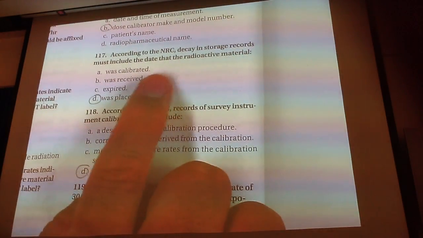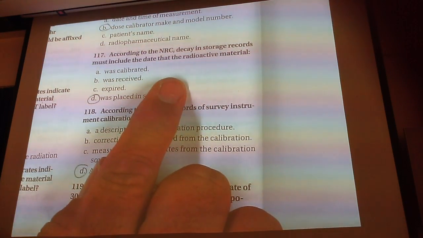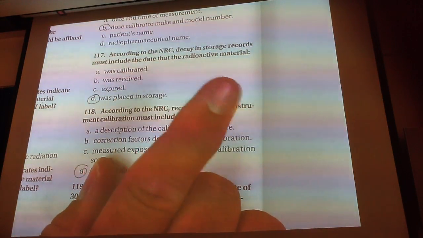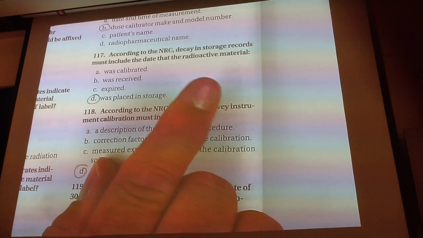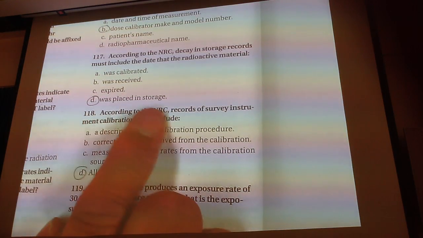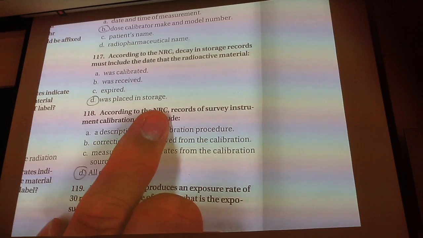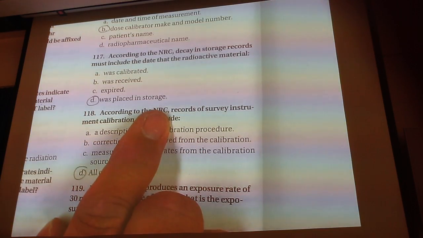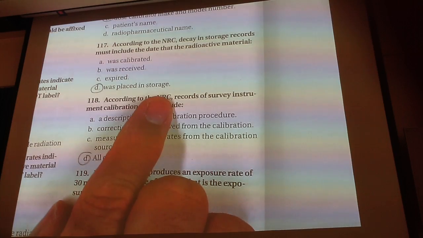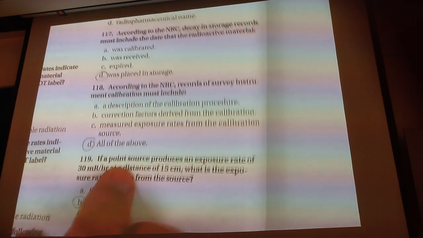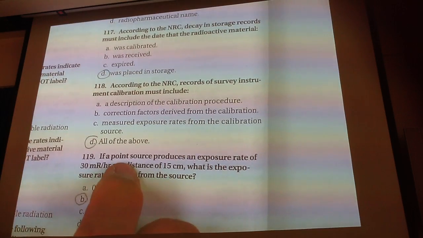And the next thing is the NRC decay and storage records must include the date and time of the radioactive materials. I'm sorry. According to the NRC, decay and storage records must include the date that the radioactive material was placed in there. I don't see a lot of people doing that. But normally, like I say, for your medium half-life radiopharmaceuticals, like gallium, indium, thallium, those are the other ones. Technetium is going to be gone in a day or so anyway.